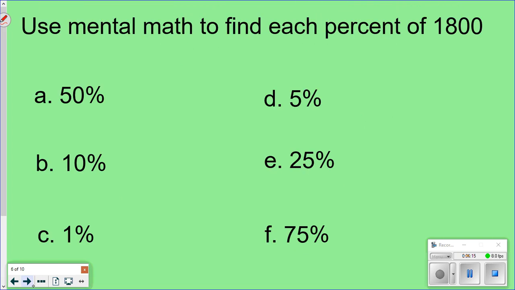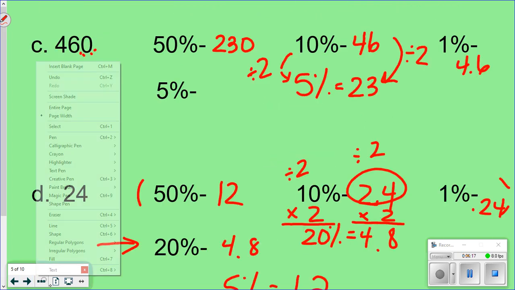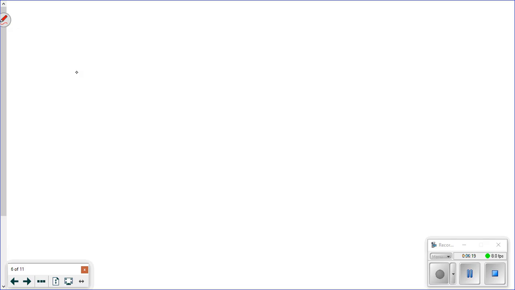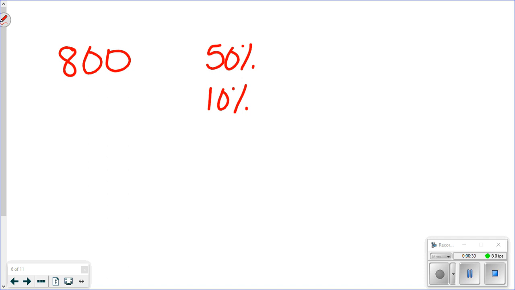All right, so let's do some practice here. I'm just going to give you one. And let's do 800. Okay. I want you to find 50. I want you to find 10. I want you to find 20. And I want you to find 5. Notice I skipped the 1% because we probably don't need that one. So find all of these.